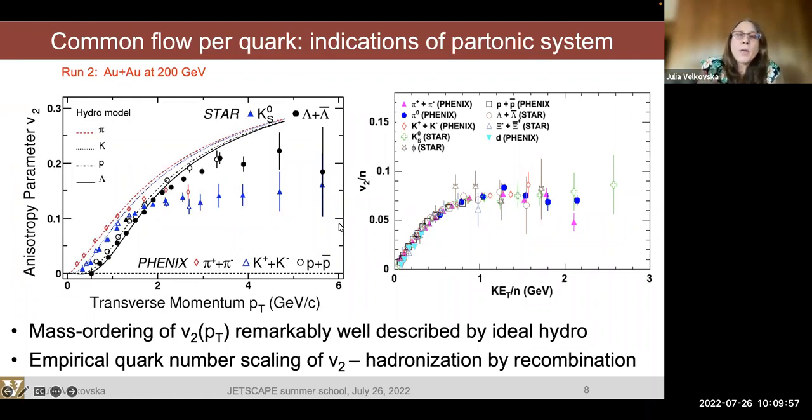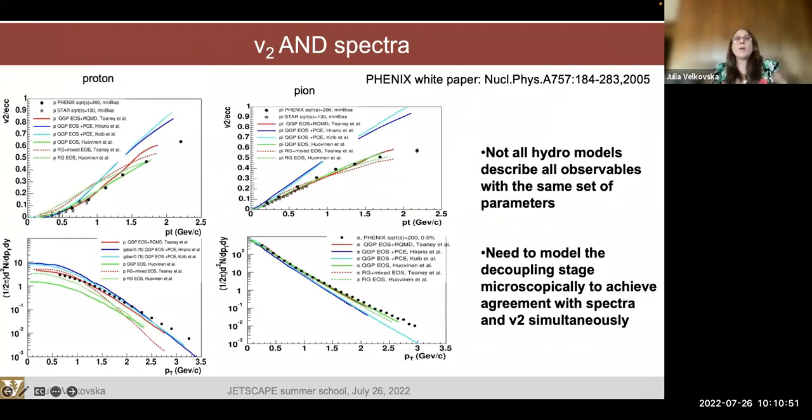And within the recombination picture, this behavior can be understood in terms of generating the hadrons through a recombination of quarks, and since it's the quarks that appear to flow, if you divide the flow by the number of quarks and the momentum by the number of quarks, and then also describe it as a kinetic energy instead of momentum to take care of the mass dependencies, you find a universal description. So all these things, along with other measurements that indicate that the system is a very dense system which cannot be hadronic, led to the RHIC discovery of a nearly perfect fluid.